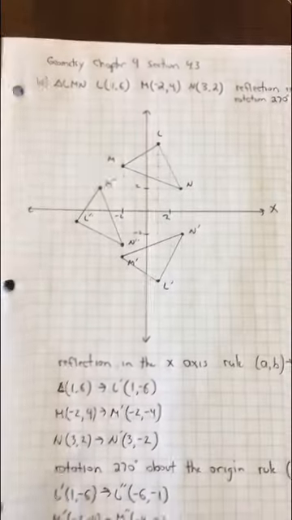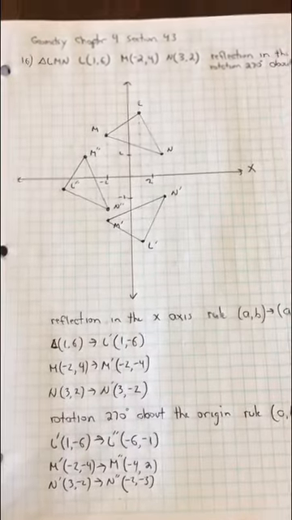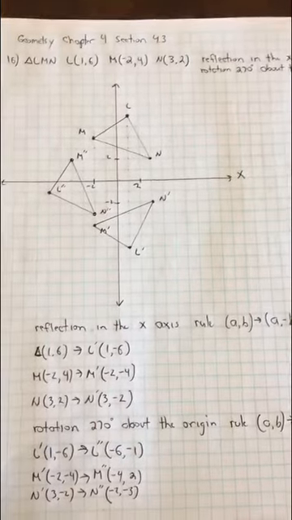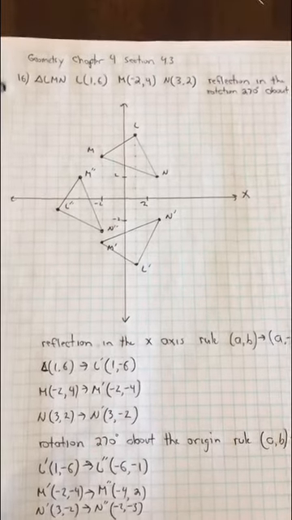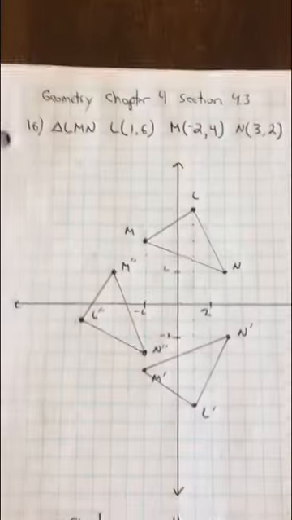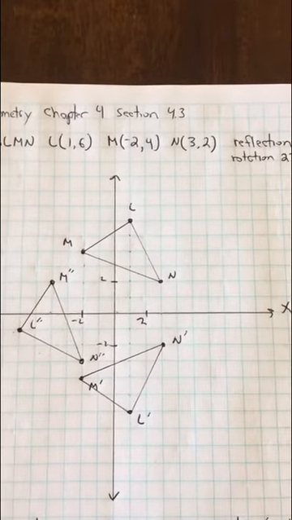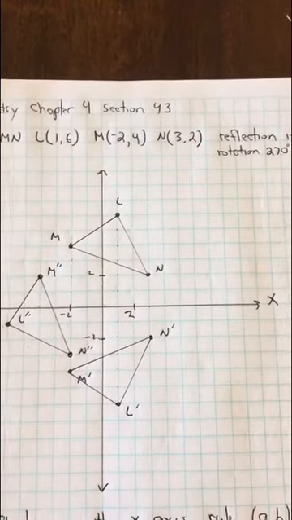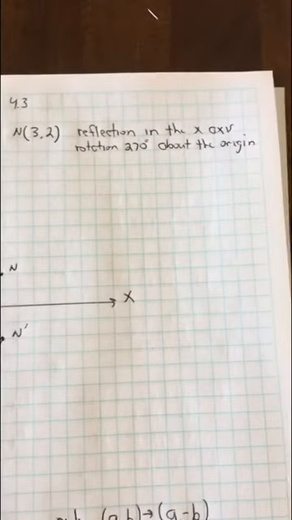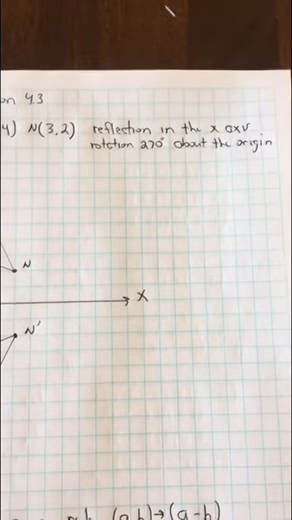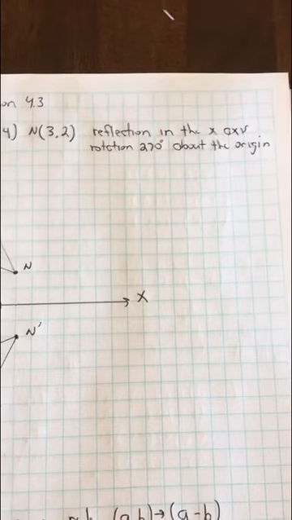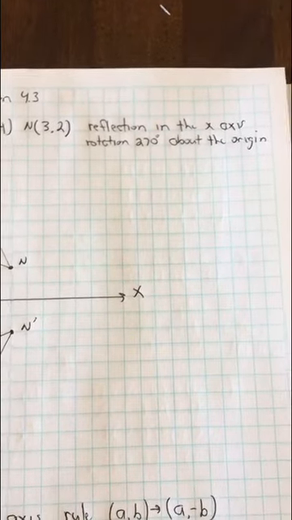Okay, so let's look at just a couple of problems out of this section. The rest of them are pretty self-explanatory, like the number of lines of reflection, and that's all pretty easy. So I decided to do number 16, and then I want to look at how all of this works. We started off with triangle LMN, with vertices (1, 6), (-2, 4), and (3, 2). First we reflected it in the x-axis, and then we rotated it 270 degrees counterclockwise about the origin.